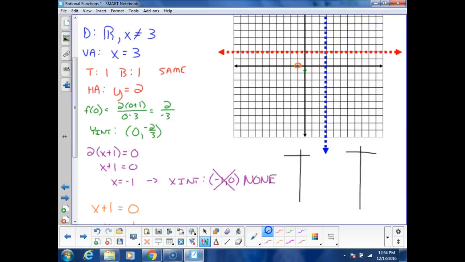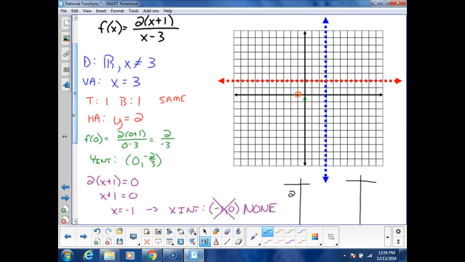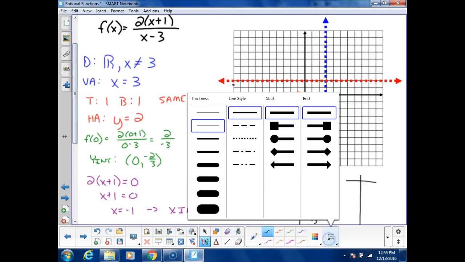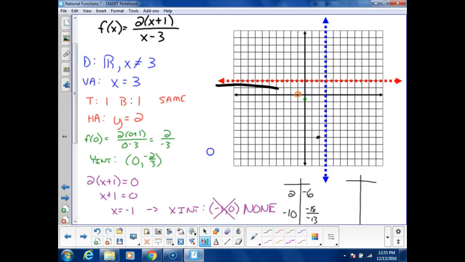I've got 2 points on that side. Let's go one closer, so let's put 2 into my function. 2 plus 1 is 3, times 2 is 6, over negative 1, so that's negative 6. Let's go negative 10. Negative 9, so that's negative 18 over negative 13. So that's up here. And so this side goes like this, comes down, stops, and goes down.